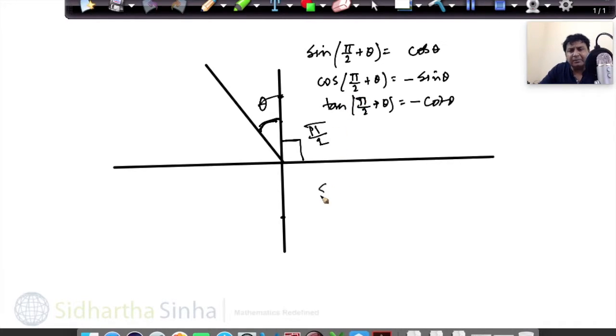Let's take any random thing. Let's take sine of 7 pi by 2 plus theta. Let's find out in which quadrant we are. Now, how do you know that 7 pi by 2 is going to be up or down? Again, a very simple method. You have to see the nearest multiple of 4. So 8 is the nearest multiple. There is a 7 pi here.